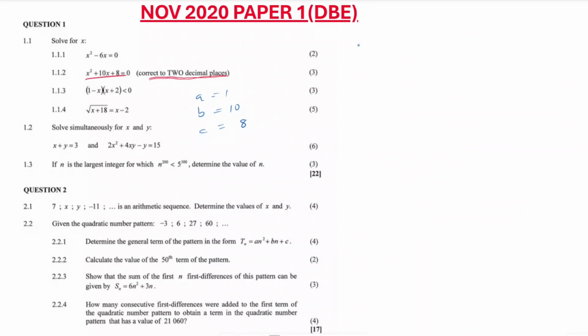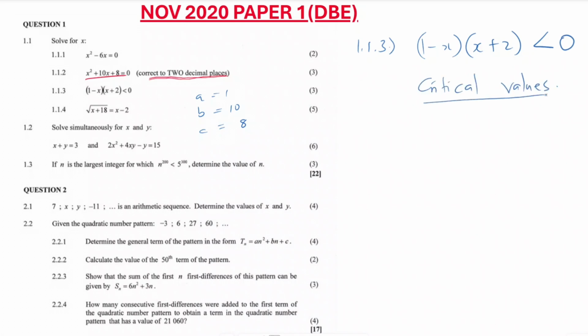Next one, 1.1.3, that's a quadratic inequality, which is (1 minus x) multiplied by (x plus 2) is less than 0. So what we need to do here is to find the critical values. Critical values is where you solve for x here. That is going to be 1 minus x is equal to 0, or x plus 2 is equal to 0. So this will give us x is equal to 1, or x is equal to minus 2. These are our critical values.